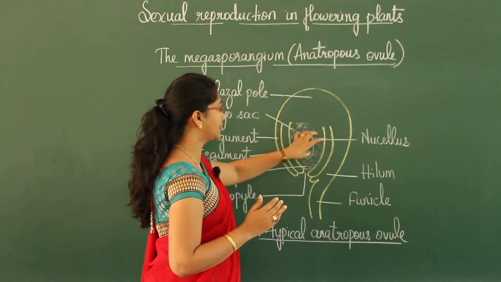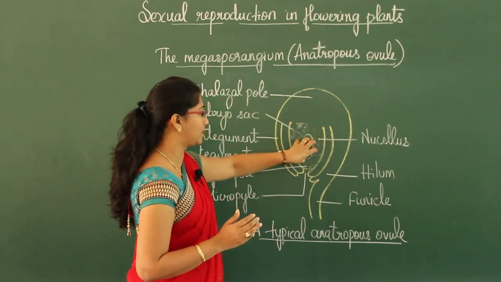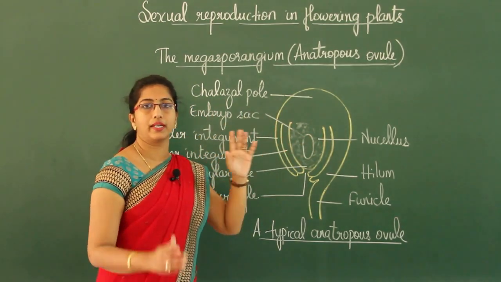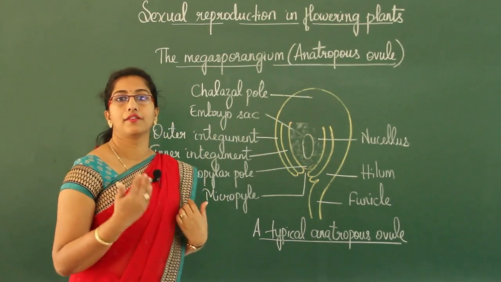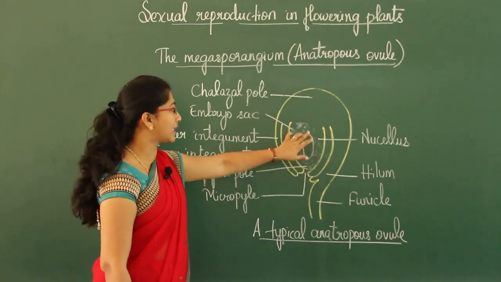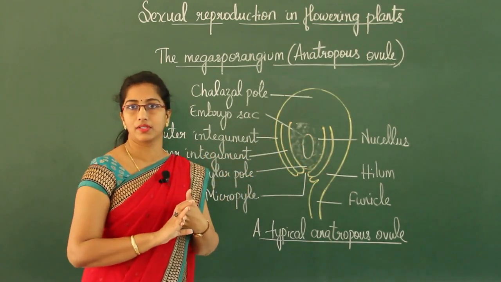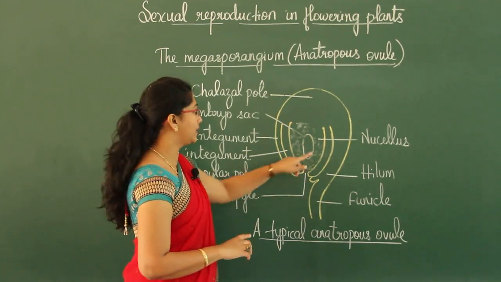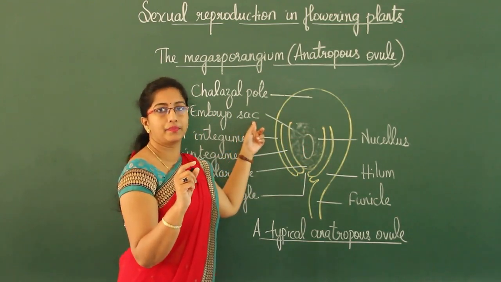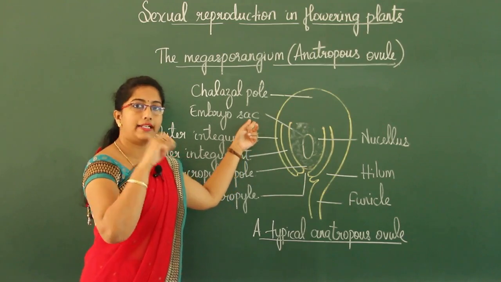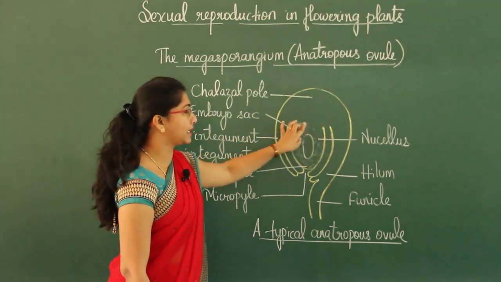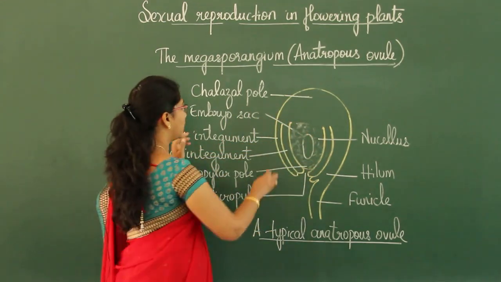Now within the cells of nucellus you will see a structure which is the embryo sac. The embryo sac can also be called the female gametophyte. Here we are not showing the details of the embryo sac, that we will study later. We are just showing the overall structure. The embryo sac will contain the egg cell, which we will study in detail next. So within the nucellus you see this structure called the embryo sac.